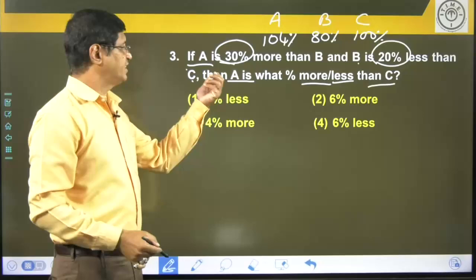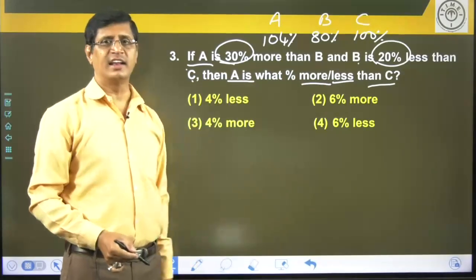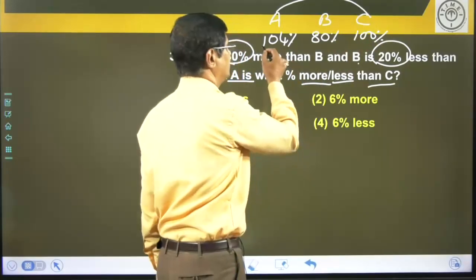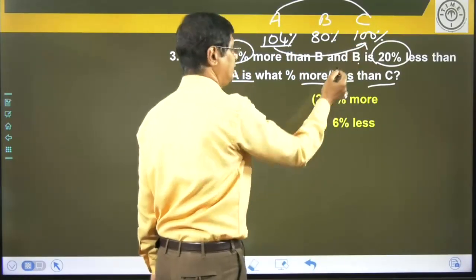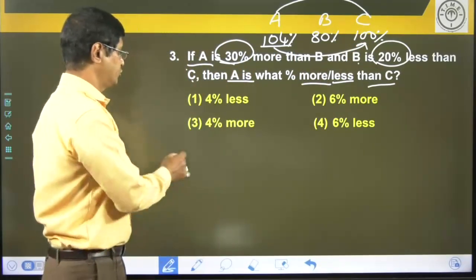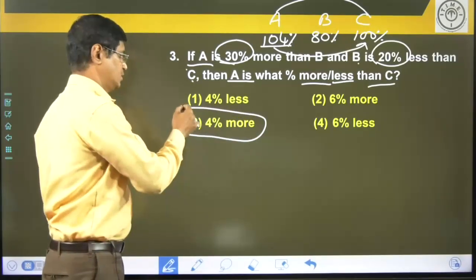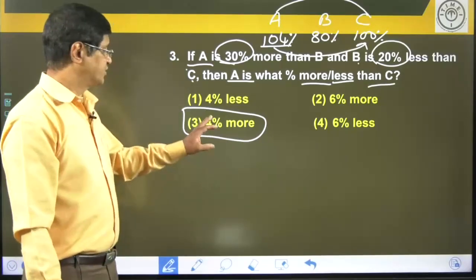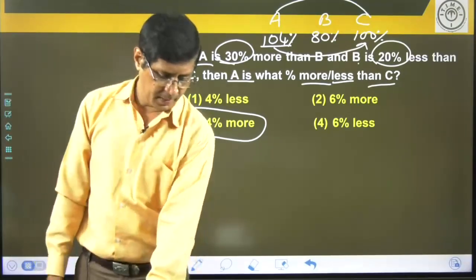Then what is being asked here? Then A is what percentage more or less than C? Just observe the value of A with respect to C. The value of A is more than C by how much? It is 4% more. The right choice is option 3. So what is the answer choice here? Third choice is the right answer.